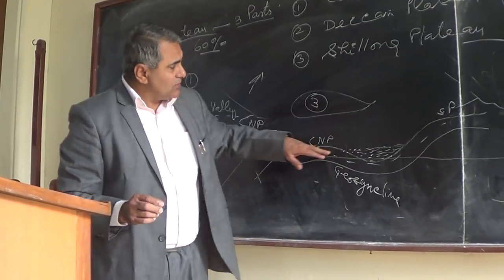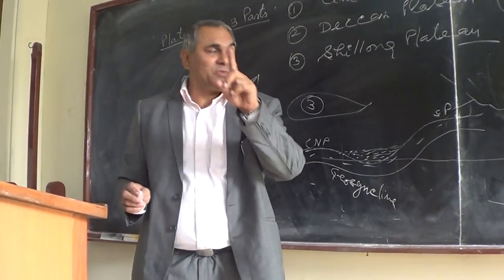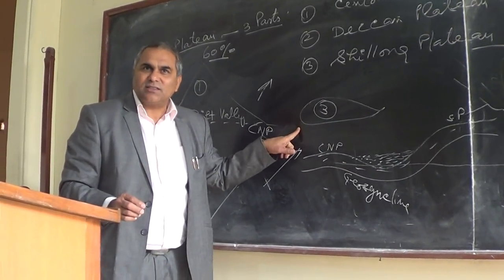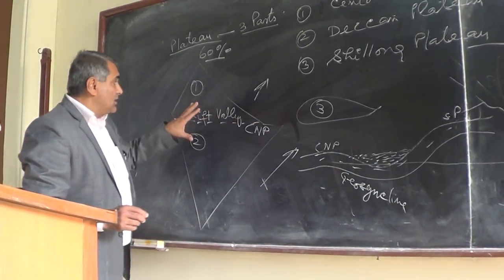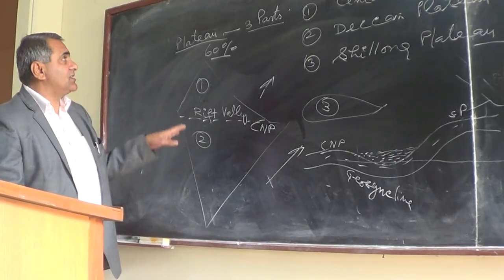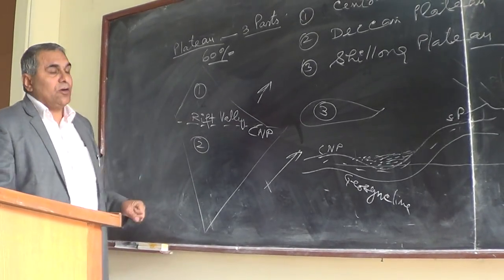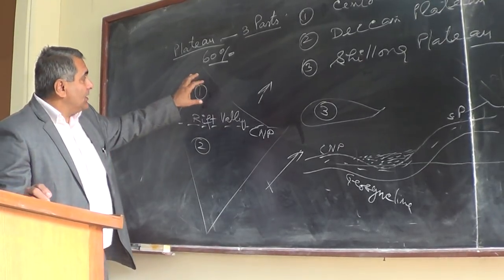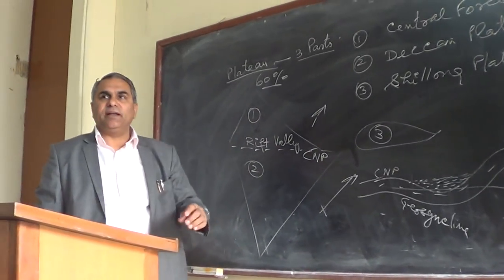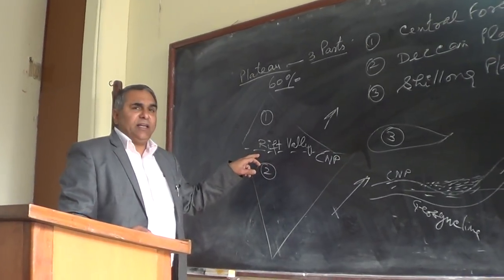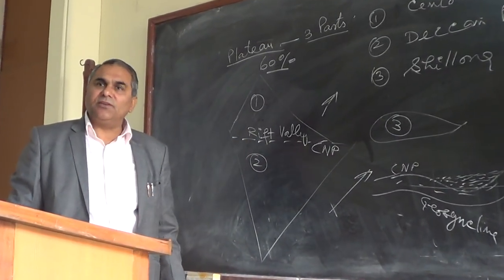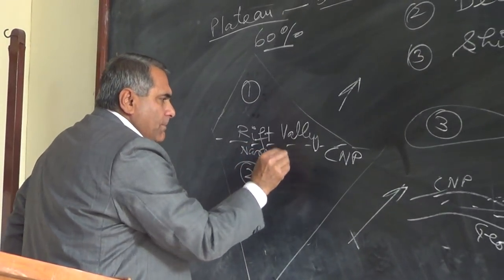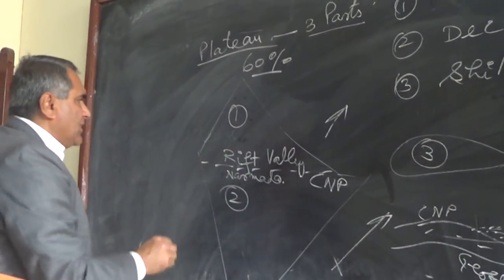So though this landmass is the same, it is not visible here. This is the plain here, Ganga plain, you can say. So these are the three different relief features of Peninsular Plateau. Now, come on to this region here, it is the central foreland. There is a rift valley called Narmada Rift Valley. This rift valley is Narmada. And Narmada is the river.